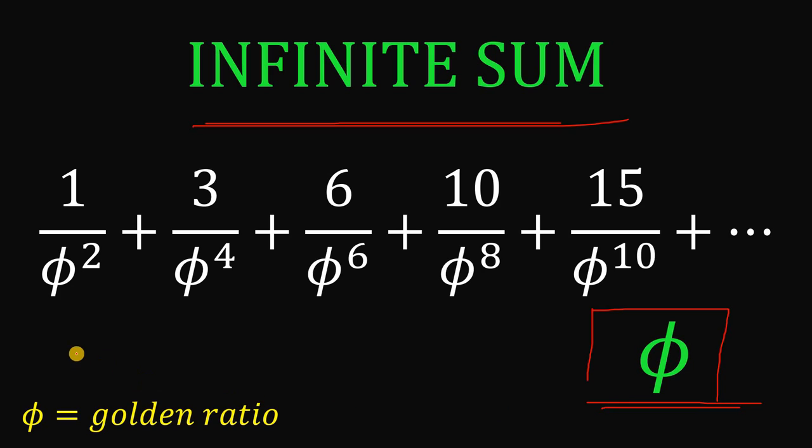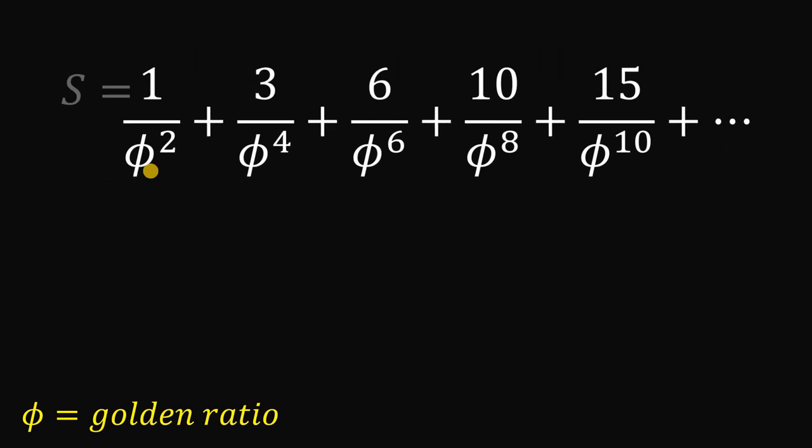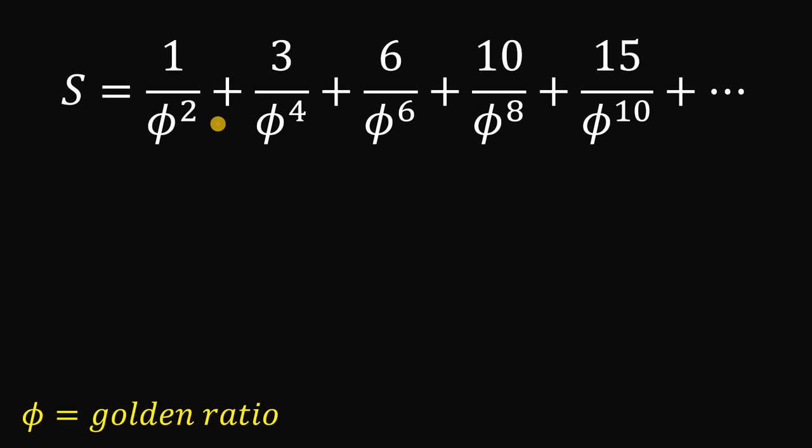Alright, so the first thing we need to do is to let this infinite sum be equal to a variable, and let's call this s. So we have s equals 1 over 5 squared plus 3 over 5 raised to the 4th power, and so on and so forth. Now, what we're going to do is to multiply both sides by 5 raised to the 2nd power, or 5 raised to 2.